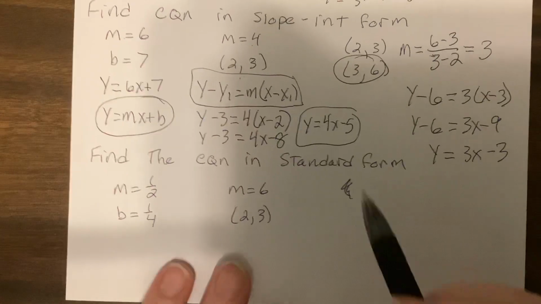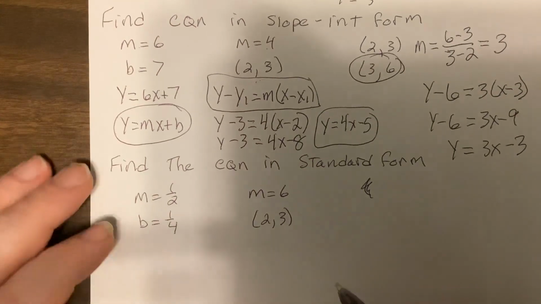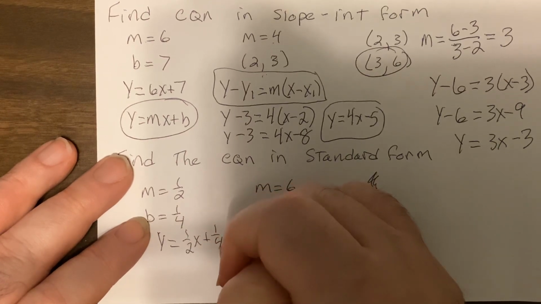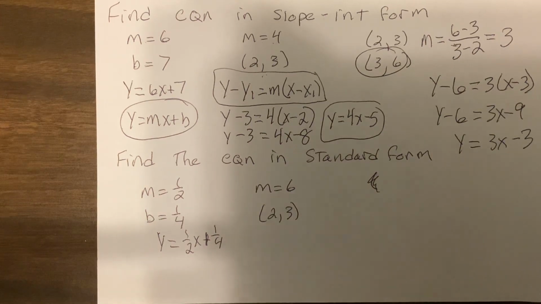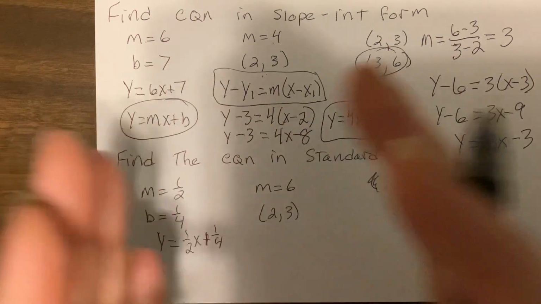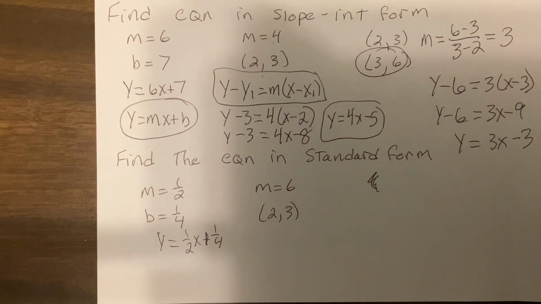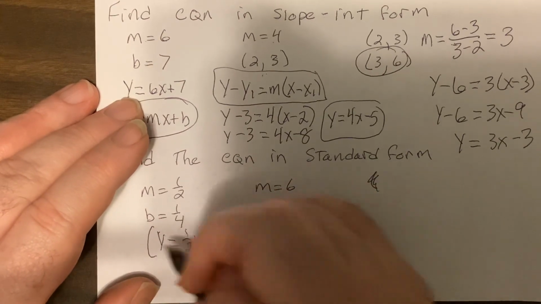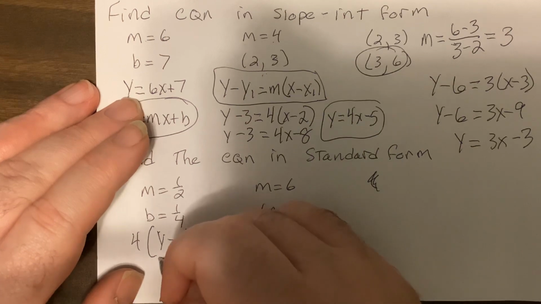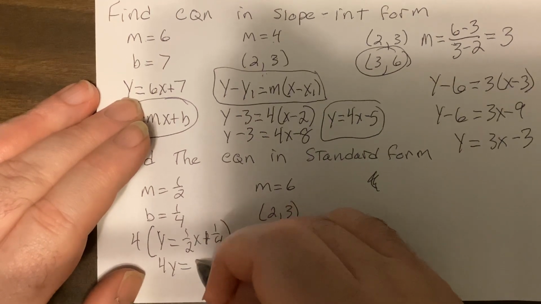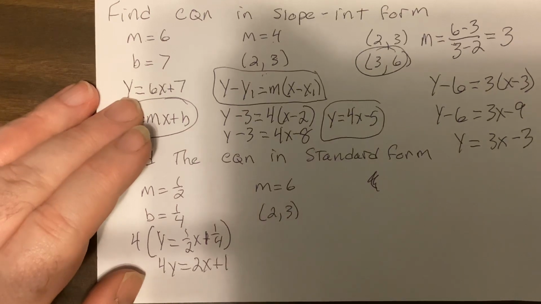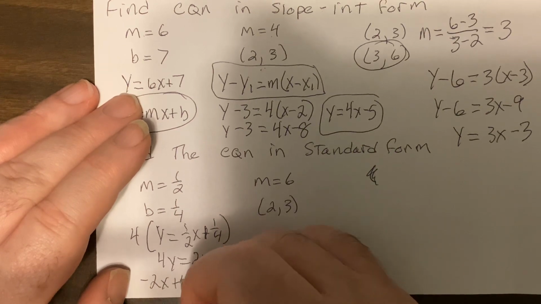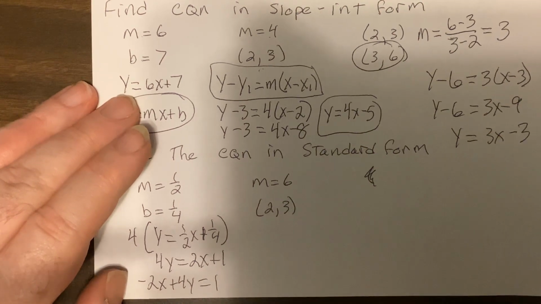Now this says put it in standard form. So I'd go y equals 1/2 x plus 1/4. Now remember, standard form, you want the x and y on one side, the number on the other, and no fractions. So I'm going to multiply everything by the LCD to get rid of those fractions. And the LCD is 4, so we'd have 4y equals 2x plus 1. And I'm going to subtract 2x from both sides, so minus 2x plus 4y equals 1.